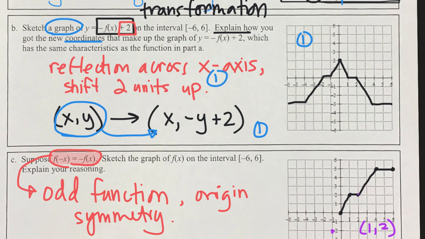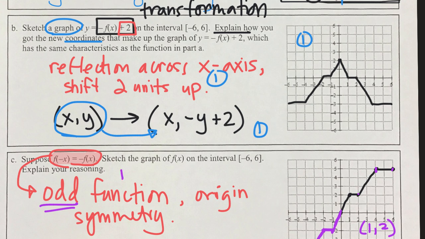Okay, and then this point at (2, 2) is now (-2, -2). And this point at (4, 5) is now (-4, -5). So we're down here. And this point at (6, 5) is now at (-6, -5). So here we have the graph that has been made an odd function, with origin or rotational symmetry.